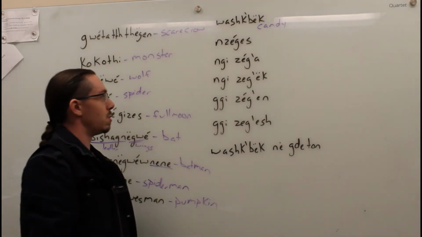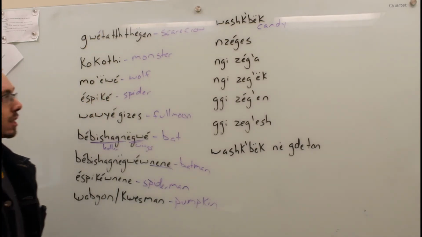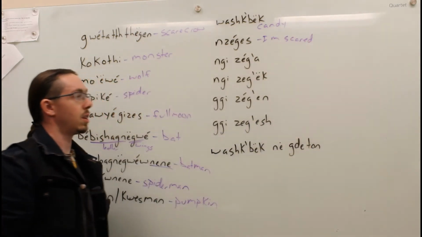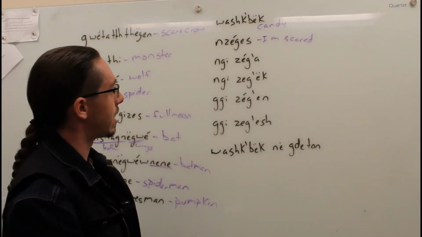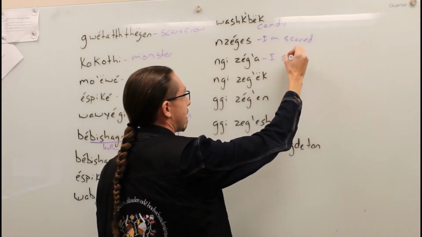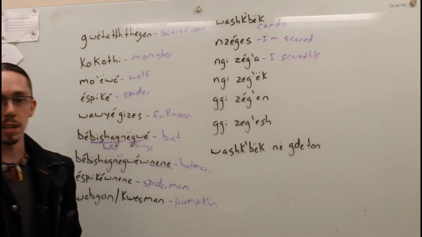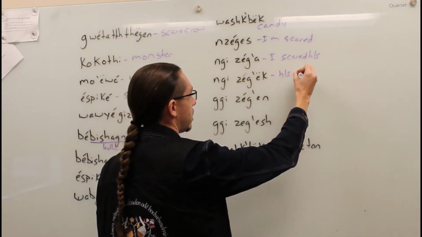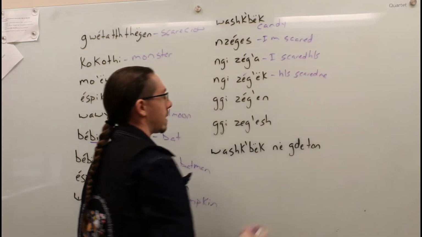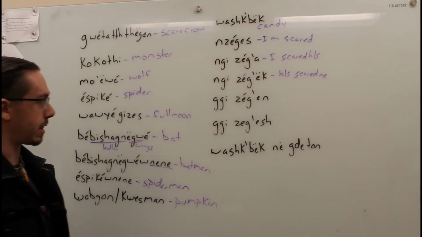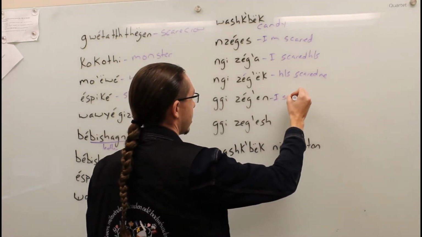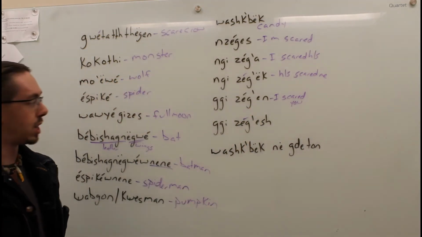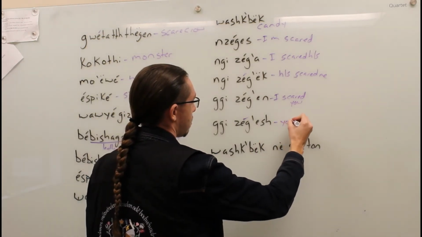So these next ones are verbs that we're going to use. Zagus means I am scared. Gizaga, I scared him or her. Gizaguk, he or she scared me. Gizagun, I scared you. Gizagish, you scared me.